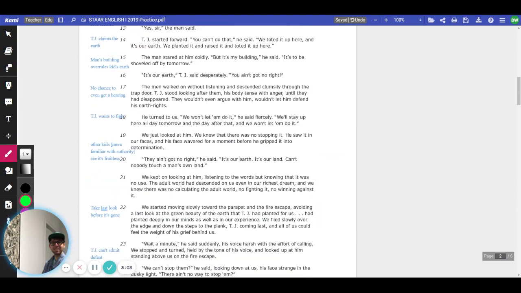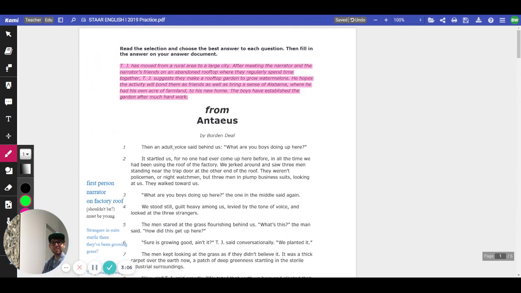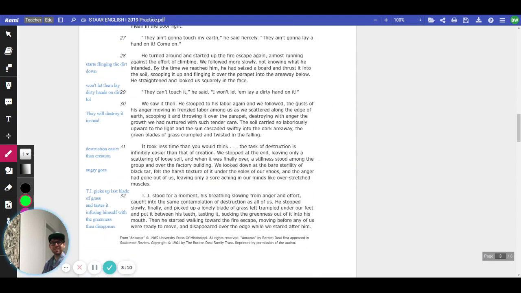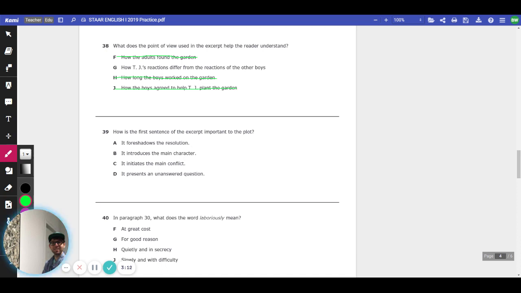How is the first sentence of the excerpt important to the plot? Well, the first sentence, if we go back up, is an adult voice said behind us, "What are you boys doing up here?" Okay, so does it foreshadow the resolution? Well, foreshadowing would be it hinting at how the story is resolved. Well, them being what are they doing up there? That doesn't really have anything to do with the resolution. It introduces the main character. Well, that man isn't the main character. We don't even really get his name, and he's not there for the whole story.